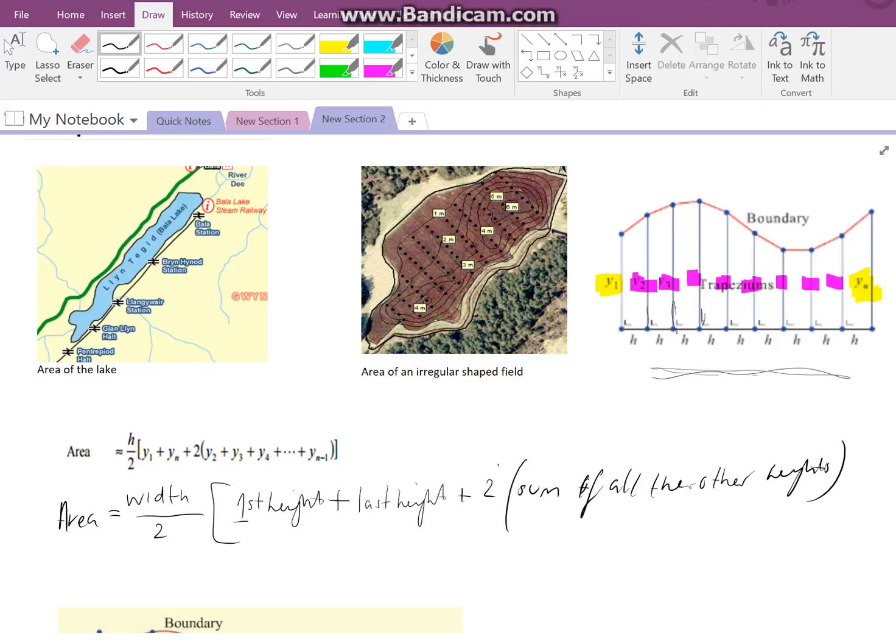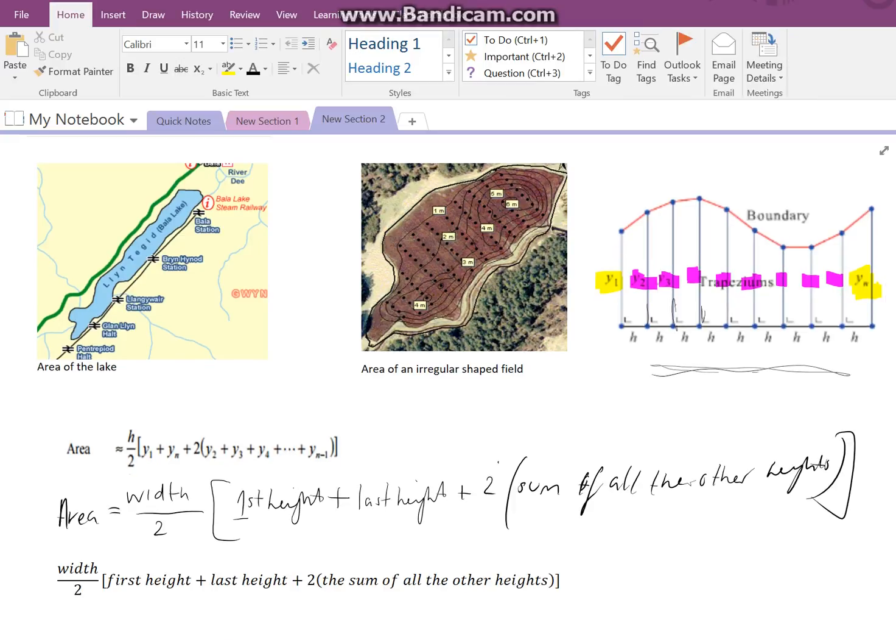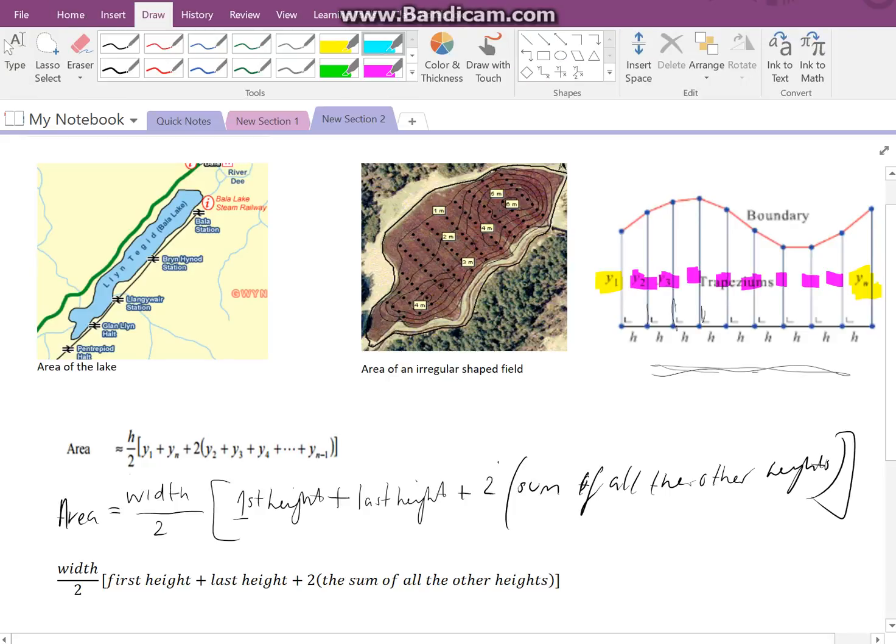So I'll just go over it again. Your h represents your boundary being cut off, so it's actually your width. So your width over 2 multiplied by your first height plus your last height plus 2 times all the other heights added. We'll just close it off. Okay, so I've just inserted a tidier version of it there now. So the area of your irregular shape is your width over 2 times your first height plus last height plus 2 times the sum of all the other heights.